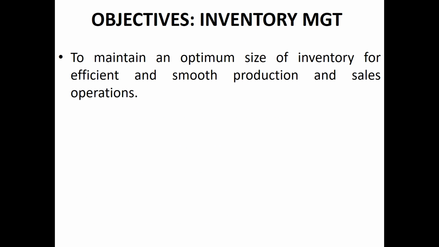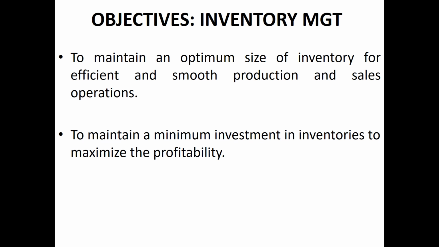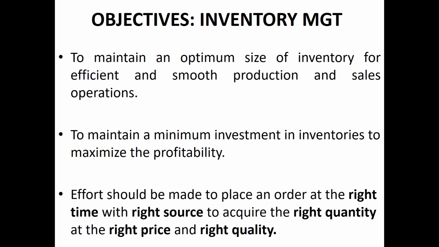What are the objectives of this? Well, to maintain an optimum size of inventory for efficient and smooth production and sales operations. Also, to maintain a minimum investment in inventory to maximize profitability. Effort should be made to place an order at the right time, with the right source, to acquire the right quantity at the right price at the right quality. It's like the 5S: the right time, the right source, the right quantity, the right price, and the right quality. You always need to be careful to have all these.